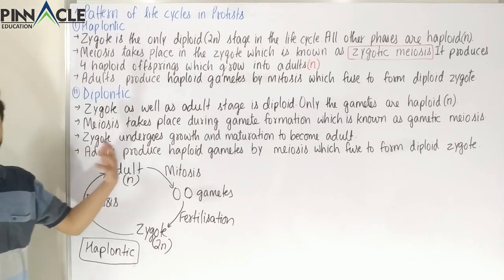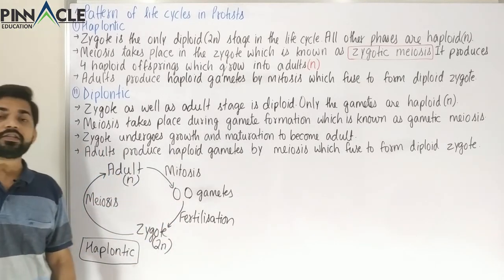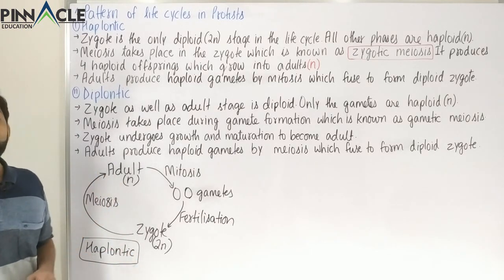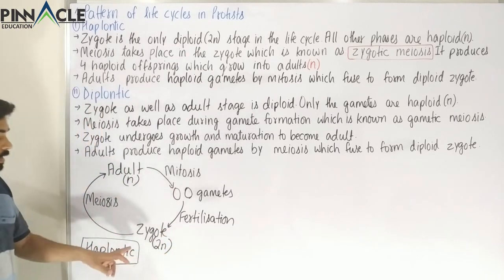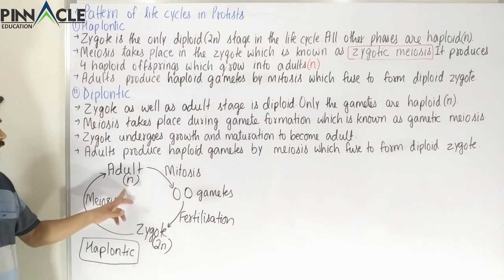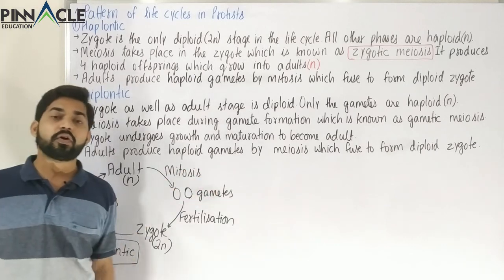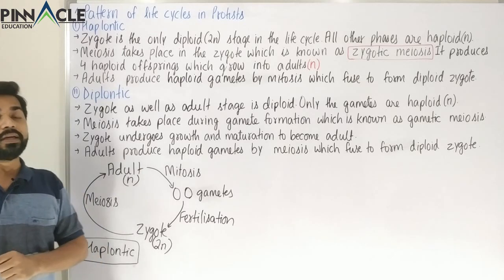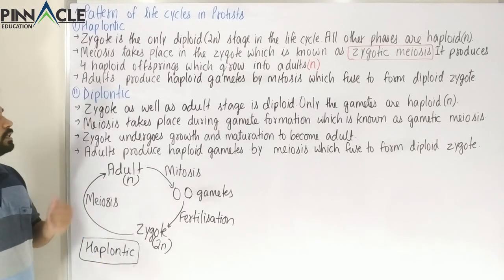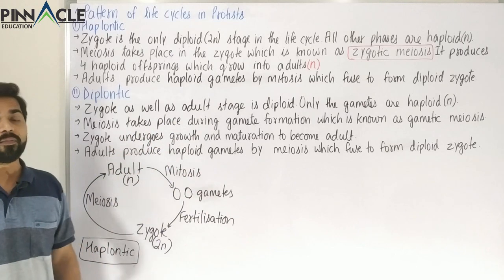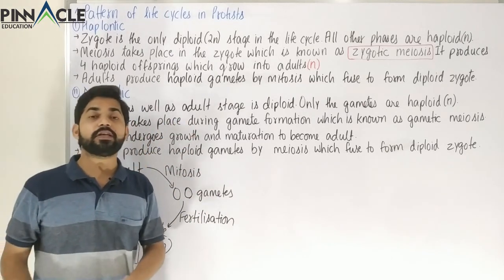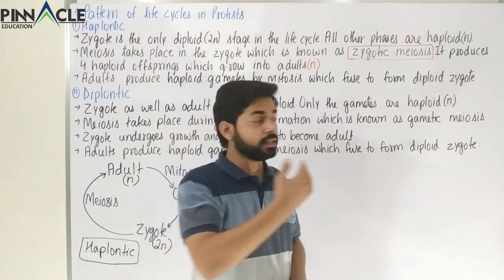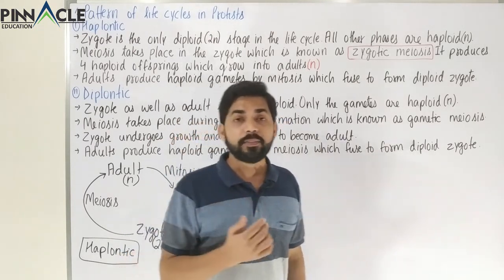Now we come to the diploid life cycle. So in the case of diploid life cycle, the zygote as well as the adult both will be diploid. Here we are seeing that zygote is diploid, adult is haploid. But in the case of diploid life cycle, this adult will also be 2n, that is, it will be diploid. Now the other thing, meiosis takes place during gamete formation. So when meiosis takes place for gamete formation, in this case that is called as gametic meiosis.